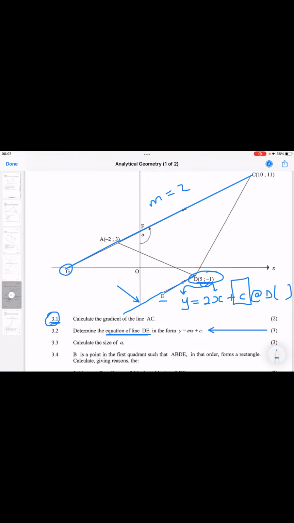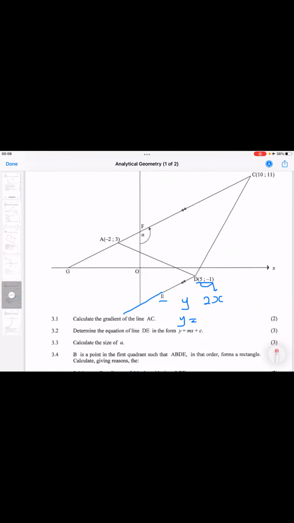Once you're done calculating the C value, please write it in this form, with the correct gradient and also the negative C value that you would have calculated. So that's how you easily work out that question. So please, honorable members, make sure that you do not panic as soon as you see the diagram that you are dealing with. It is the questions that will guide you in terms of what you need to do.